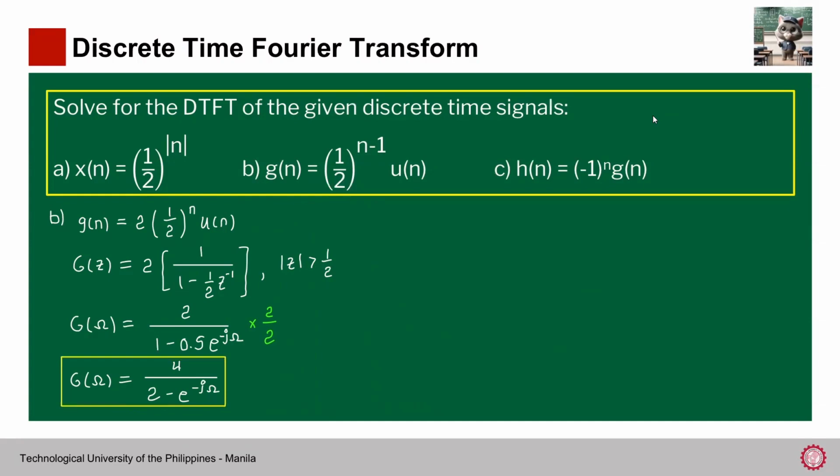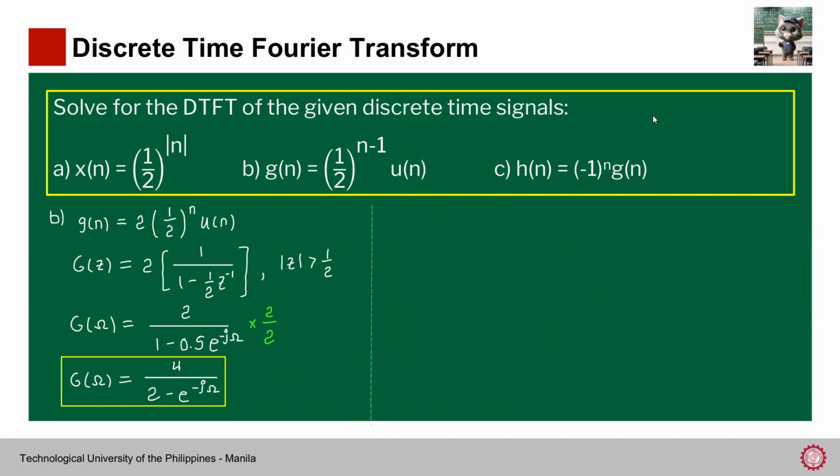Okay, next. So for part C, we are asked to solve for the DTFT of h of n, where h of n is (-1) raised to n times g of n.